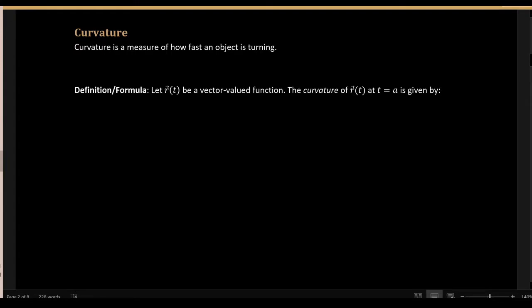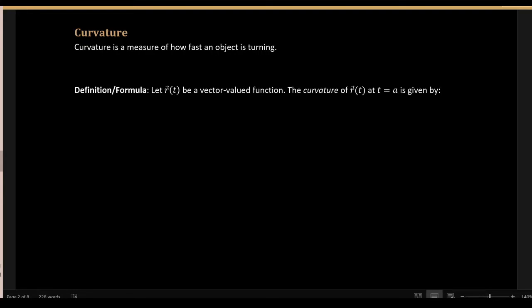Curvature. So for a vector valued function, curvature is a scalar. It's a real number that measures how quickly your object is turning. If the curvature is large, then your object is turning quite quickly. If the curvature is small, then your object is turning slowly. And if your curvature is exactly 0, then your object is not curving at all, and it's moving along a straight line.